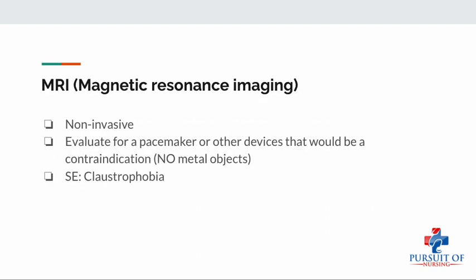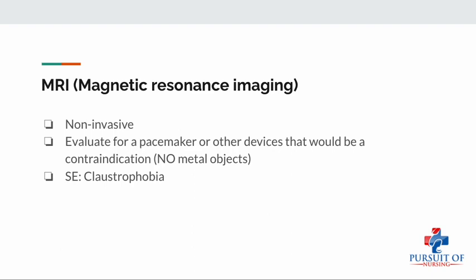So an MRI, of course, is non-invasive. Metal objects are contraindicated with an MRI. So you would want to evaluate for a pacemaker or any other devices that would be contraindicated. Of course, a side effect of MRI is claustrophobia. A lot of times you will have to, as a provider, not as a nurse, prescribe 1 to 2 doses of Ativan or Xanax, something to kind of calm the patient prior to the MRI in order for it to be completed.